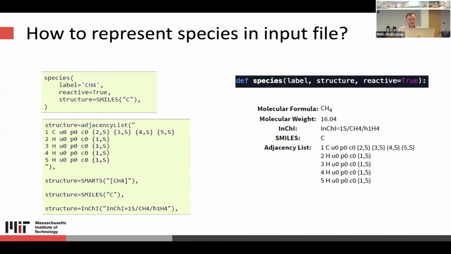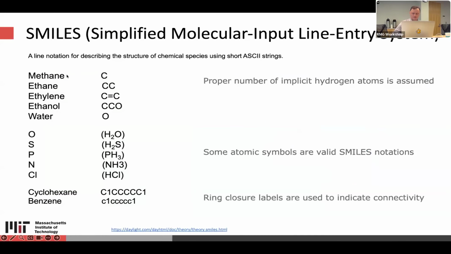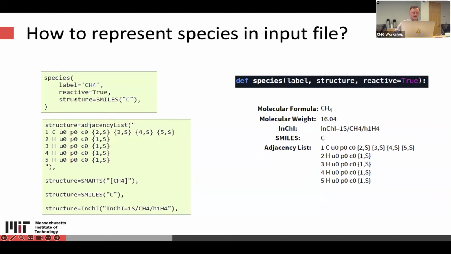How to represent species in an input file. In our current input file format, you'll see things like this where it says species. We give it the label, we tell it if it's reactive, the default is true, and then we give it the structure, which you can give it in various ways. We can give it with a SMILES string, I'll talk more about those in a slide or two, an adjacency list, and it can also translate from InChI strings and SMARTS strings. So there's a few different routes you can get it in there.